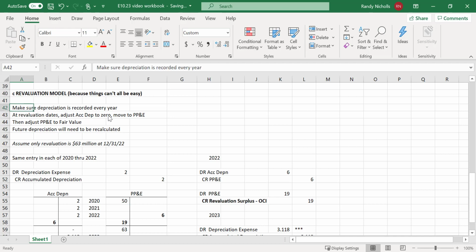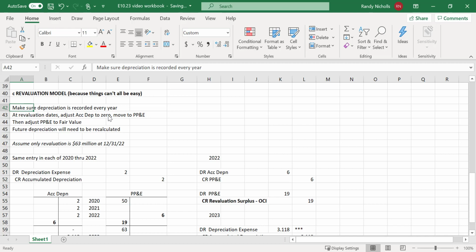The steps I recommend, I should mention, we will not use the proportionate method. They talk about the proportionate method in the text. I think it's actually in the appendix, so we don't cover it. We're just going to adjust the fair value. So a few things to remember.